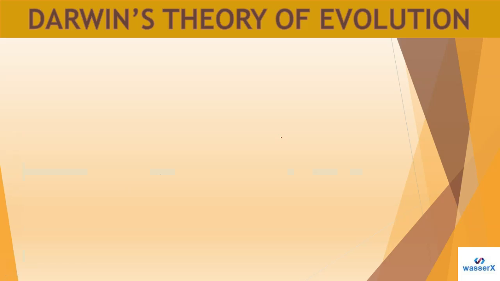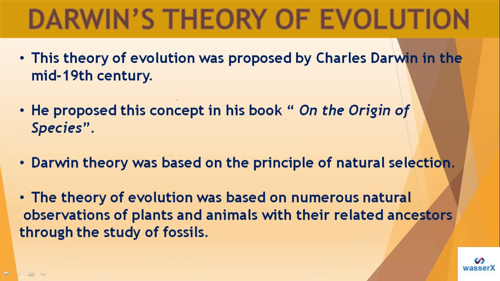We are going to study Darwin's theory of evolution. So what was Darwin's theory of evolution? Here we have the first point: this theory of evolution was proposed by Charles Darwin in the mid 19th century. Students, this theory was proposed by Charles Darwin in that period, the mid 19th century.